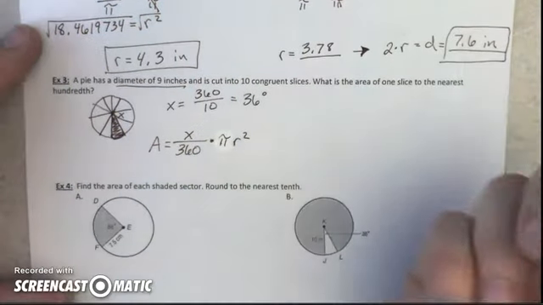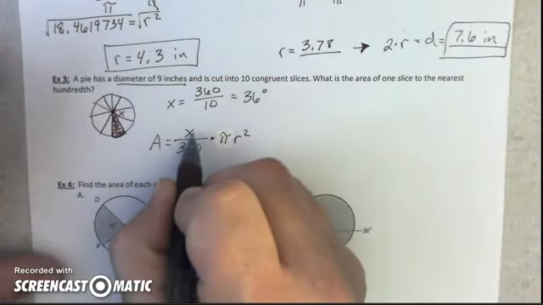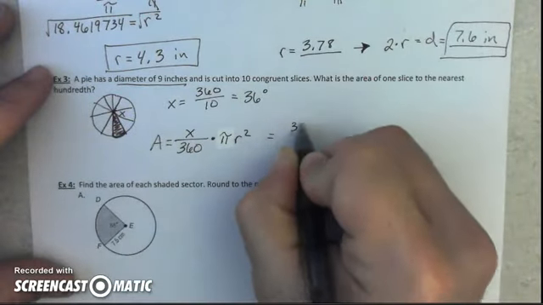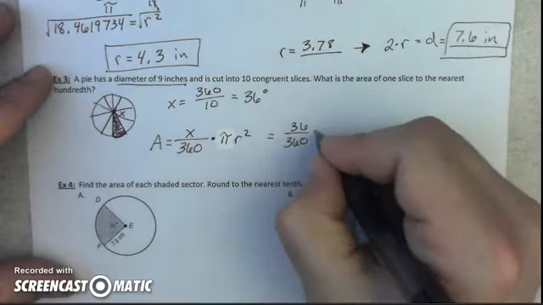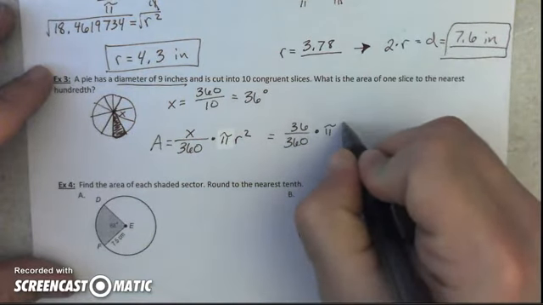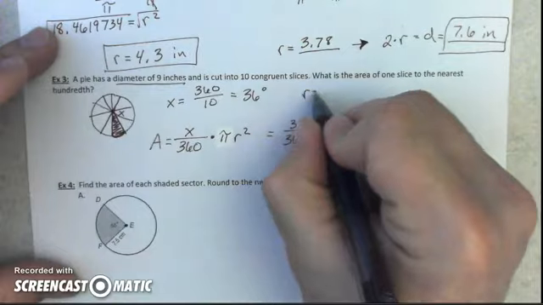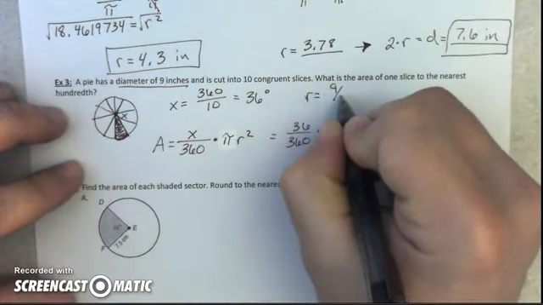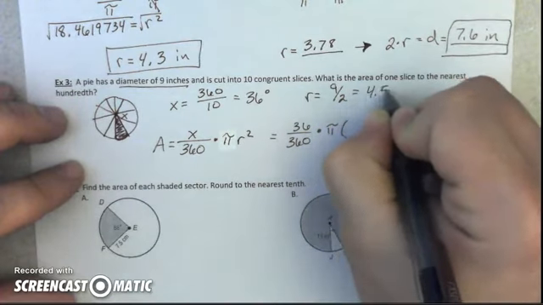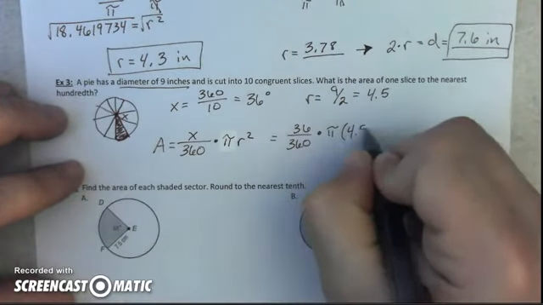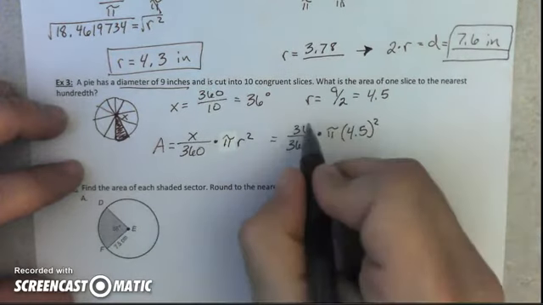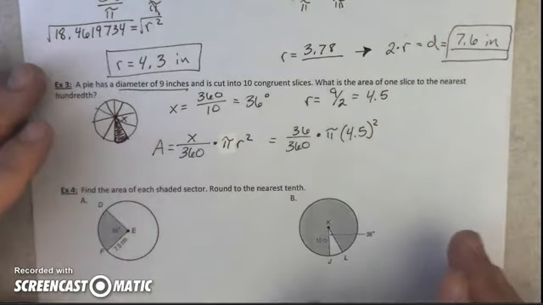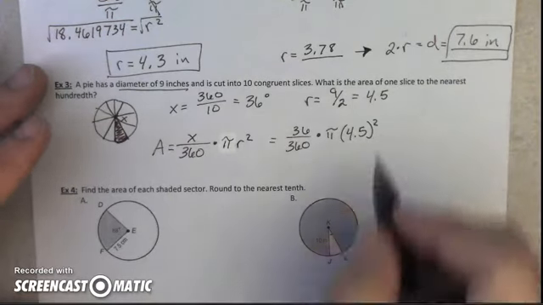And we're going to plug in the things that we know to find the area. I just showed you how to find x. Each of these angles measures 36 degrees, so x is 36, times pi times r squared. We need to talk about what the radius of the circle is. The radius is always half of the diameter. If the diameter is 9, the radius is 9/2 or 4.5. Okay, so we're going to take 4.5 and square that and multiply it by pi, and then multiply that by 36 over 360.